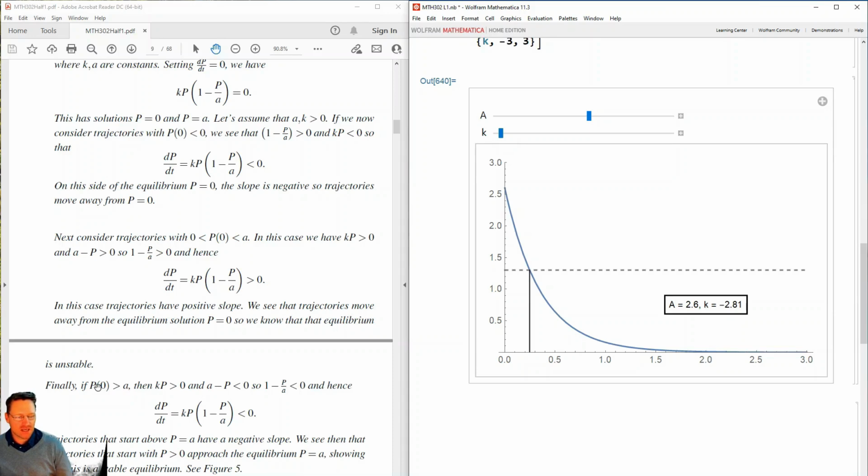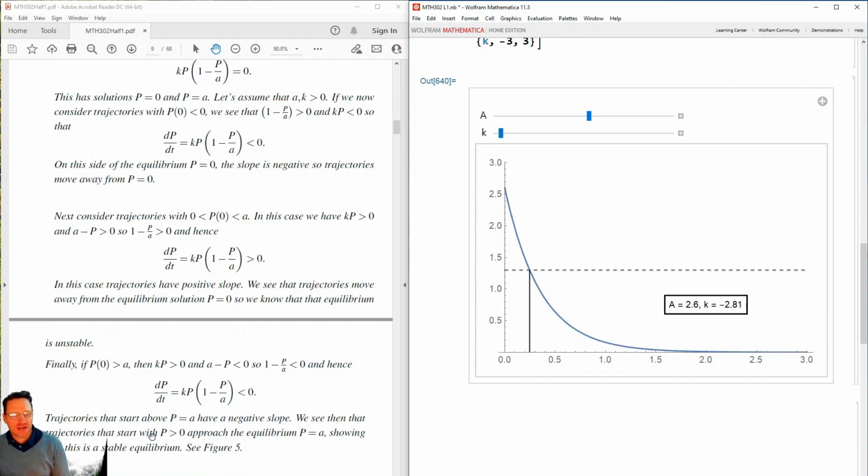Okay, that's just taking this over to this side. So a minus p is negative. So we deduce that 1 minus p over a is negative, and hence we see that dp on dt is negative in this case. All right, so on the other side of that equilibrium, if we start above the equilibrium p equals a, then the trajectories will move down towards p equals a because we have a negative slope.